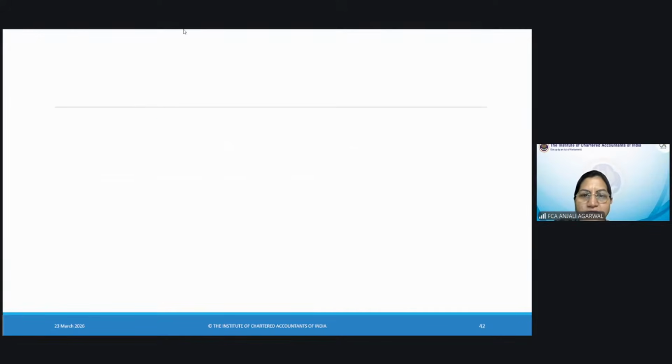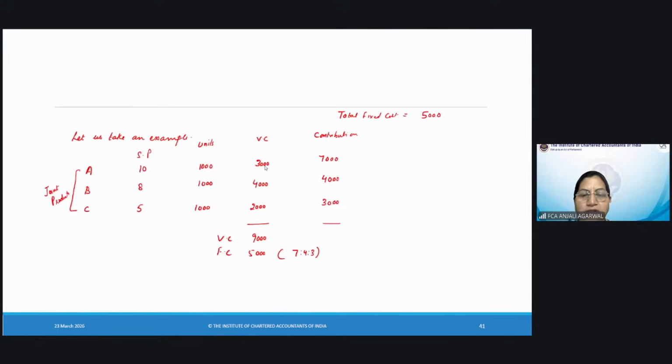Here I have taken it in the physical unit only because, see, I have taken the total variable cost 3,000 and I have divided in 1,000 units. So 3 rupee per unit is the variable cost here. 4,000 divided by 1,000, 4 rupee. So you can take it as 10 minus 3, 8 minus 4, and 5 minus 2. So your contribution per unit will be 7, 4, and 3.